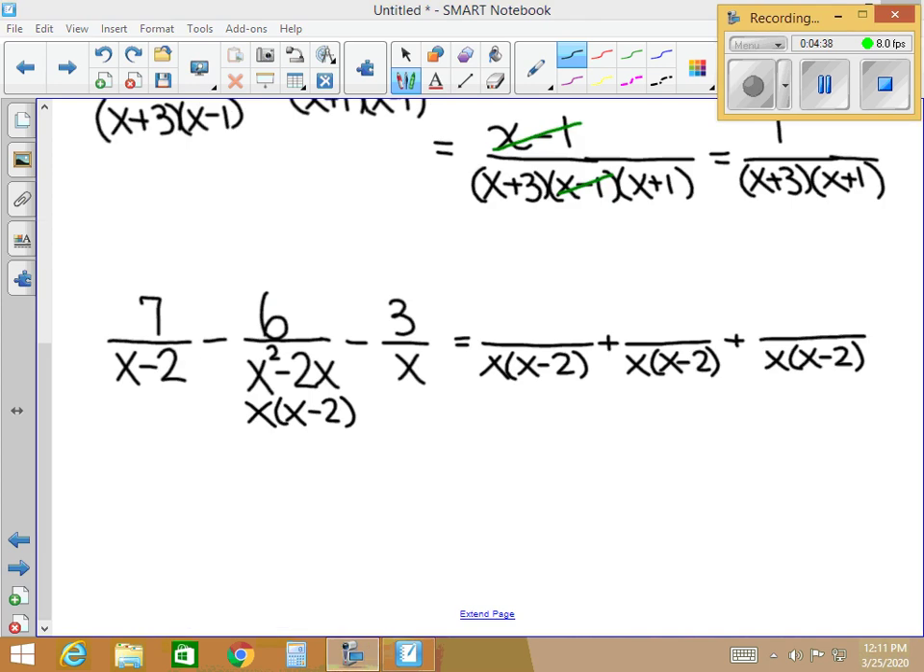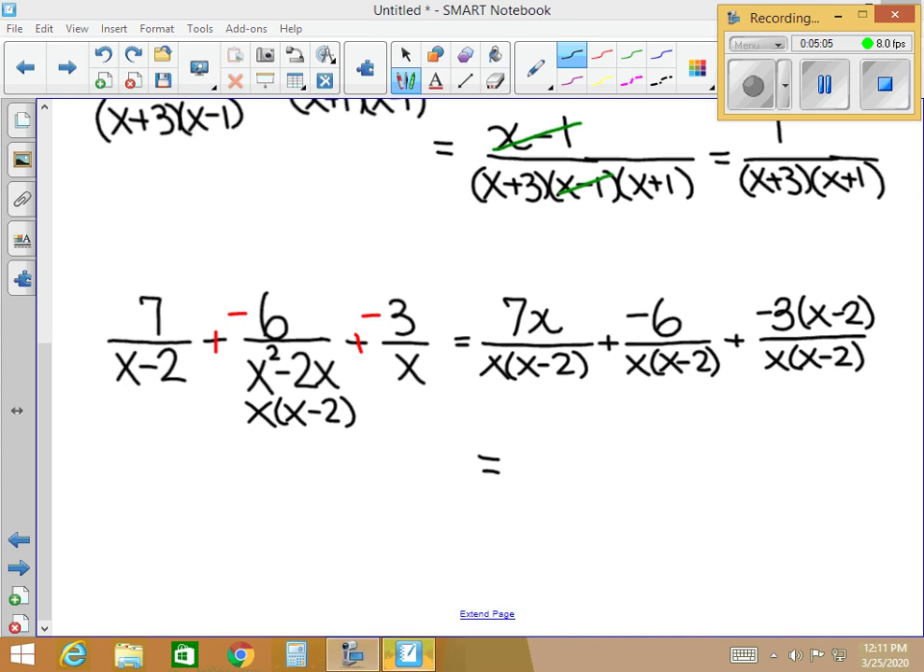On the bottom one, we can only factor the middle of the denominators and pull the x out of that. Okay. Times the 7 is the x, that's the extra piece that shows up. The negative 6 doesn't need to change. It already is over our common denominator. And the negative 3 needs a factor of x minus 2.